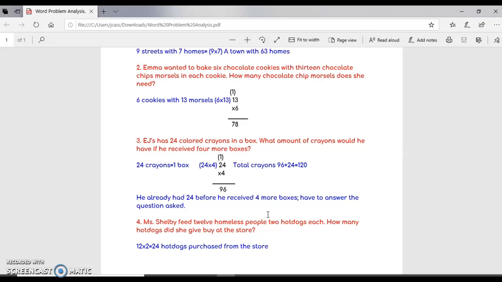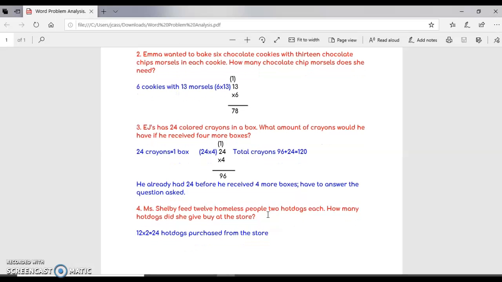So I did 24 times 4. But my question says, what amount of crayons would he have if he received 4 more boxes? So he already has 1 box. So 96 plus 24, that would equal 120. And that was a tricky one for me. And I was curious to see how the student and the grown person would answer that question. And I'll talk about that later.